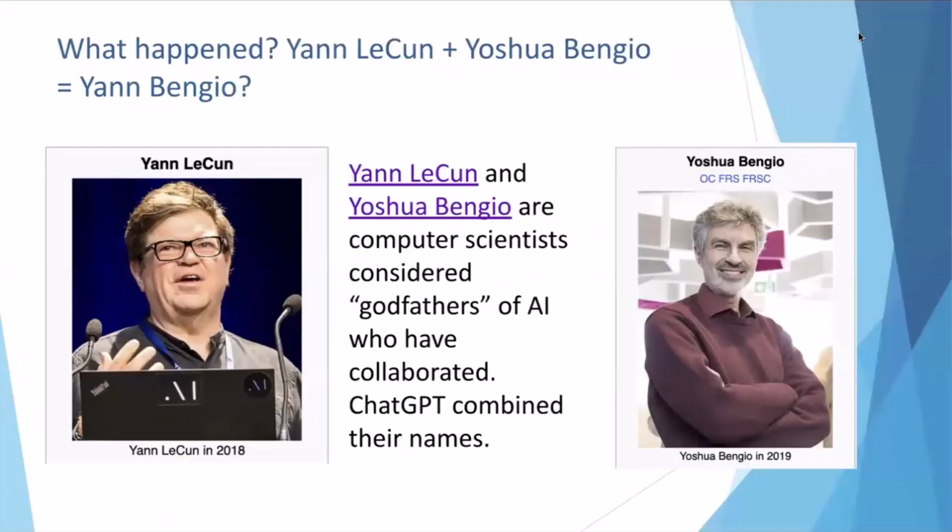However, this was pretty humorous and memorable for students because when you look it up, there is a Jan LeCun and there is a Joshua Bengio, and they are computer scientists considered godfathers of AI. They have collaborated, but ChatGPT just merged their names, right? And does that with complete confidence, right? And plausibility. So we've got to check, right? It's nonsense under the surface.